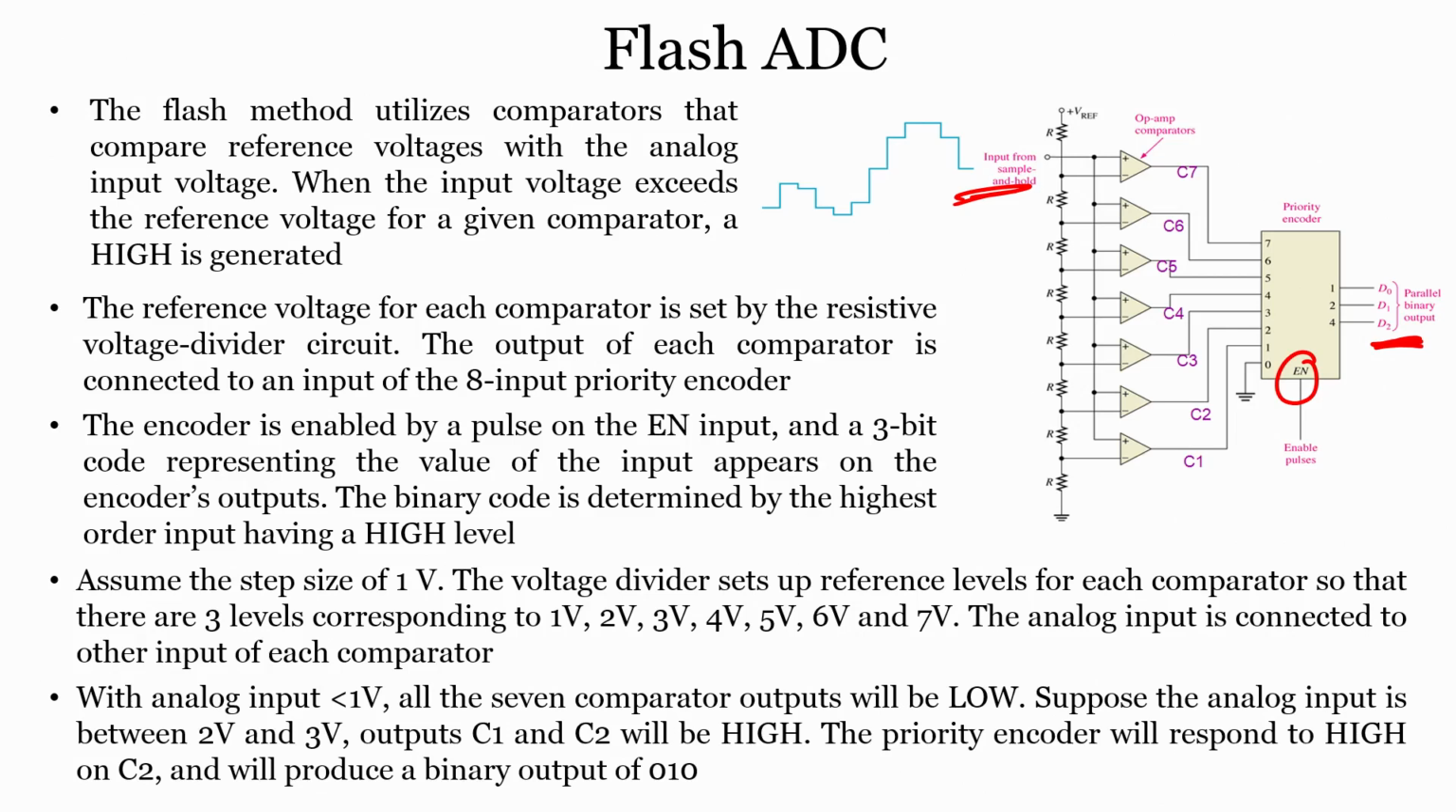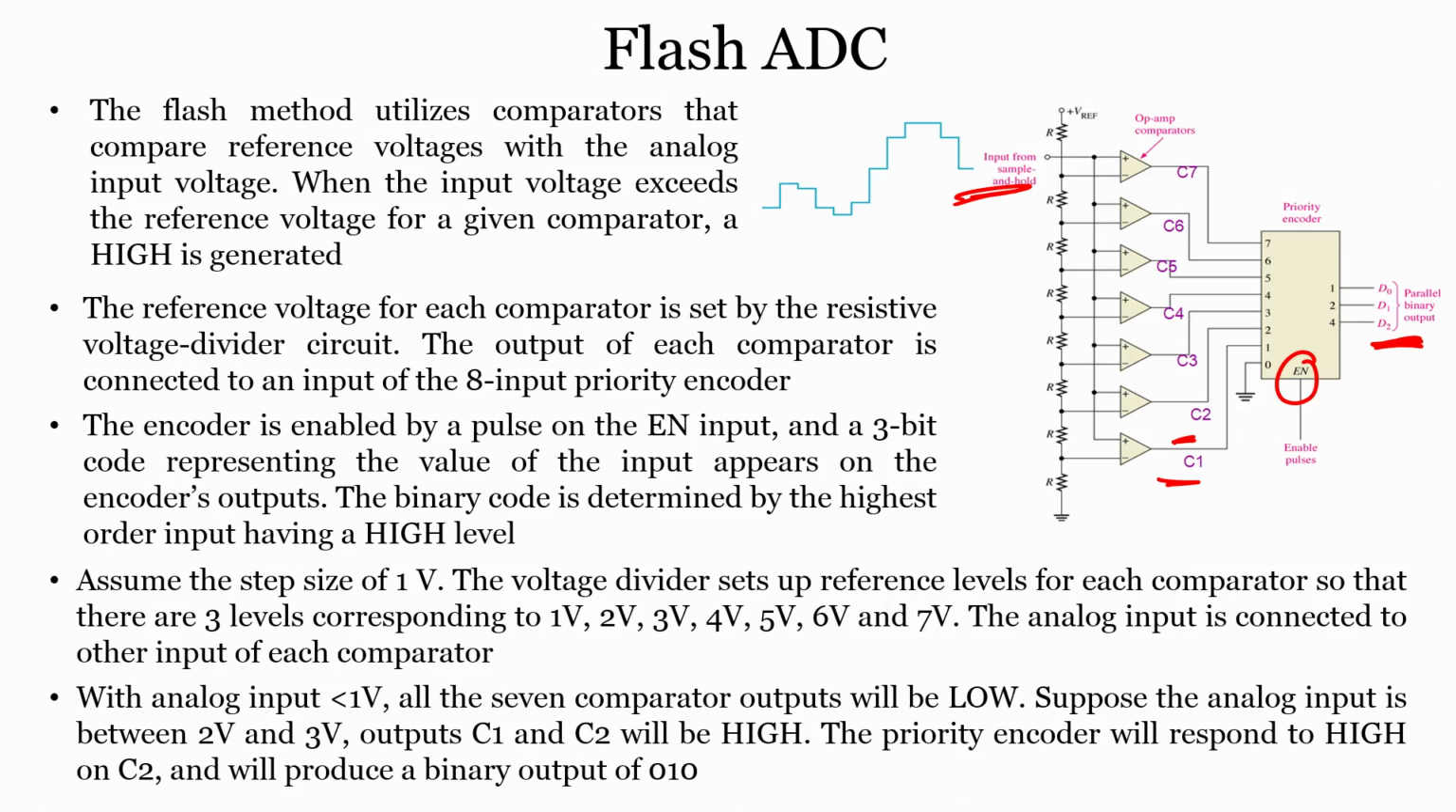Suppose the analog input is between 2 and 3, then comparators C1 and C2, right, will be high, and the priority encoder will respond to the high of C2 and produce a binary of 0, 1, 0. So, this is how the comparator works.